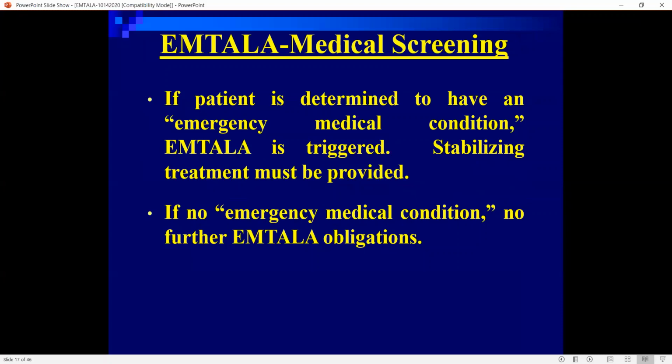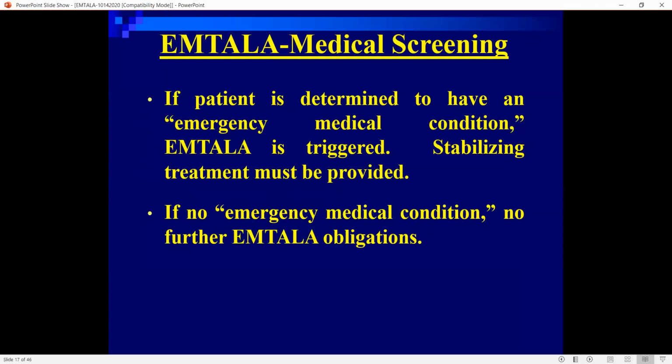A medical screening further, if a patient is determined to have an emergency medical condition, then EMTALA is triggered. Stabilizing treatment must be provided. If there's no emergency medical condition, then the EMTALA obligations cease to apply at that point in time. And this is usually conducted through the triage. So the triage is key as far as in determining whether there's something that is emergent or not.